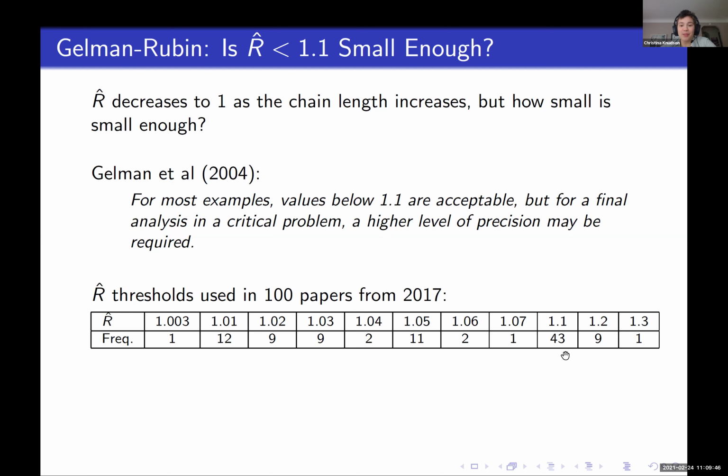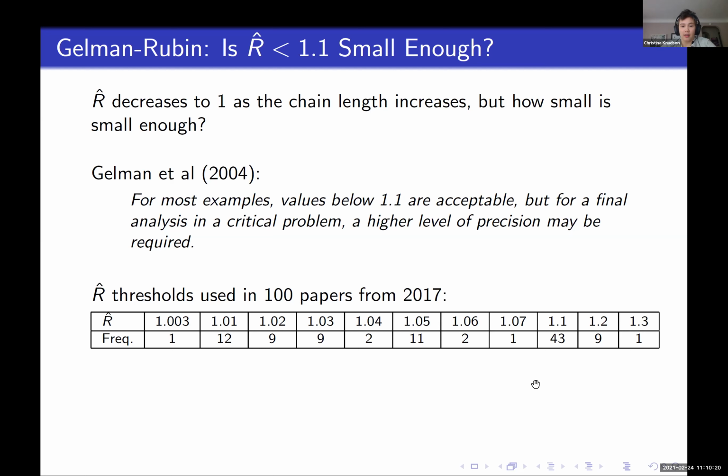And here are some of the values that they used for terminating their simulation. One paper used an R-hat of 1.003. Another 12 papers used 1.01. And then we have some seemingly arbitrarily chosen values in between. 43 of the 100 papers used the suggested 1.1 value. And then we have 10 papers that used values above the suggested 1.1 threshold.